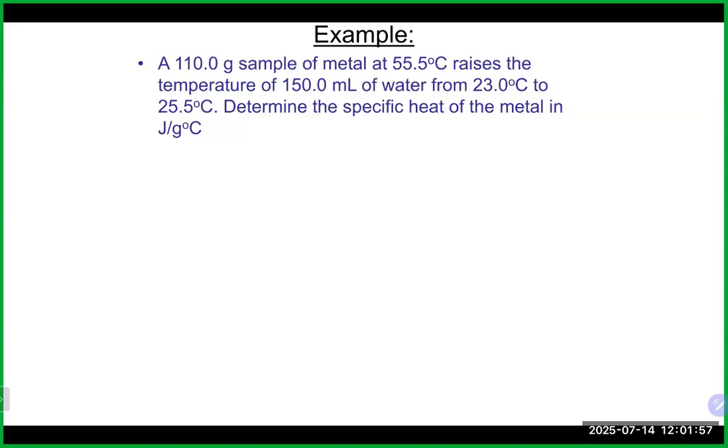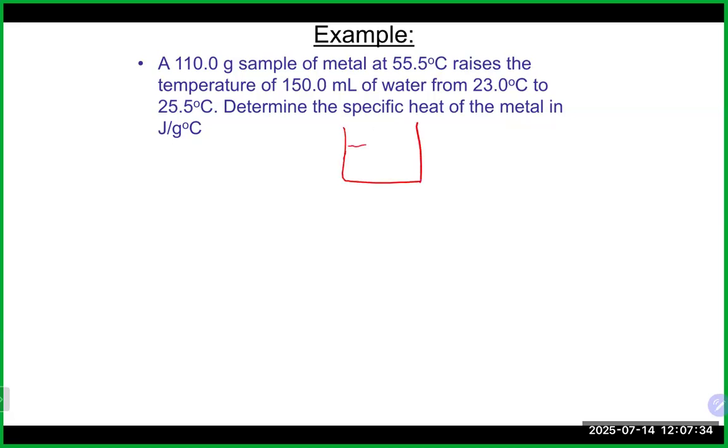You got a 110-gram sample of a metal at 55 degrees Celsius, raises the temperature of 150 milliliters of water from 23 to 25.5. What is the specific heat capacity? Let's take a look. So we got a 110-gram sample of a metal. It raises the temperature of 150 milliliters of water, and we're looking at the specific heat capacity of the metal. So kind of a similar situation to what we were just talking about.